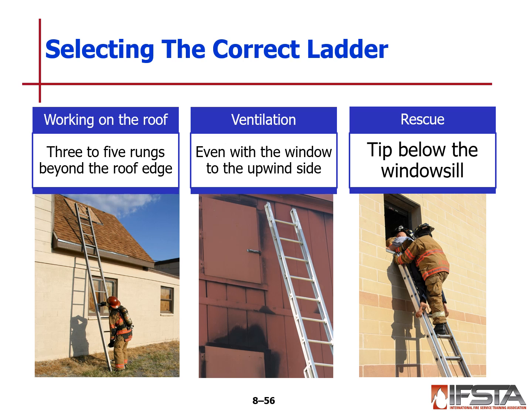Selecting the correct ladder, again, working on the roof, we want 3 to 5 rungs beyond the roof's edge. So we want to choose a ladder that's going to get at least 3 to 4 rungs minimum above that roof's edge, set at the 75-degree angle. For ventilation, even with the window, and we want it up to the upwind side when we're setting up ladders for ventilation. When we're setting up ladders for rescue, the tip just below the windowsill is what's going to work best.